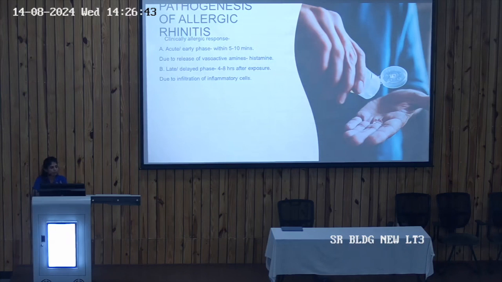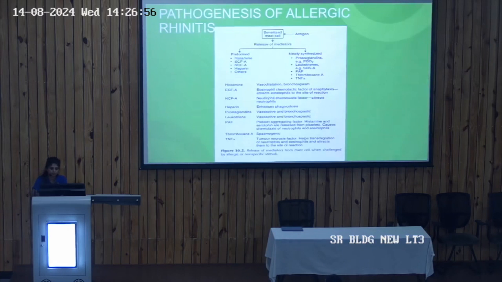It is basically due to release of vasoactive amines like histamine. Then there is the late or delayed phase, which occurs 4 to 8 hours after the exposure, and it is due to infiltration of inflammatory cells. So what happens when the antigen antibody complex gets attached to the sensitized mast cell? There will be release of mediators, as we have seen in the previous diagram.